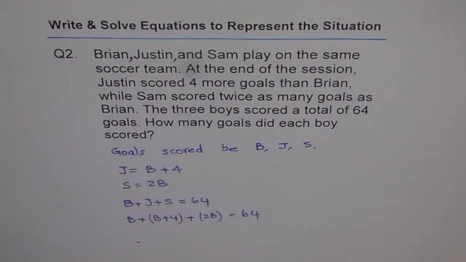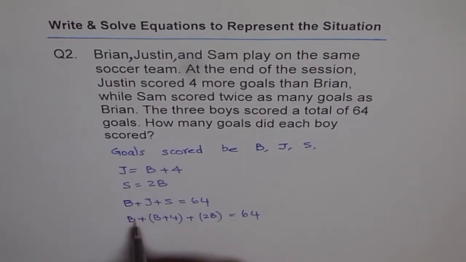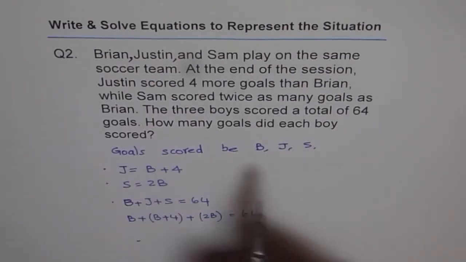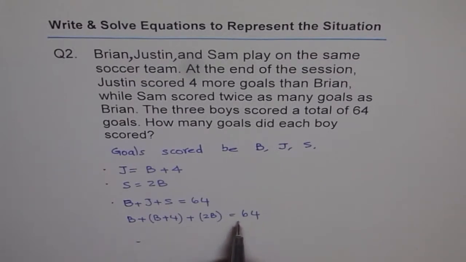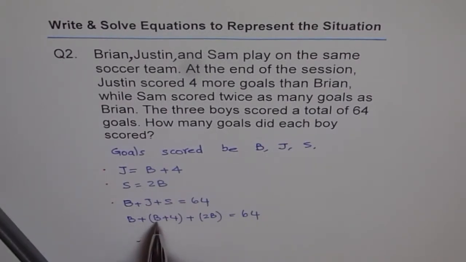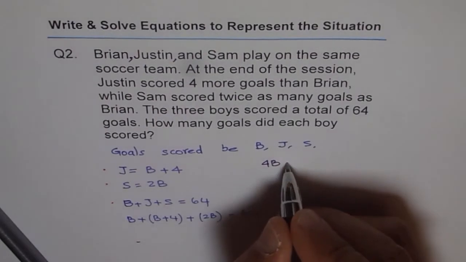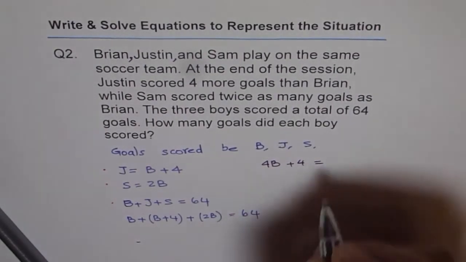Now let us try to solve them. We have already taken the first step. These are the 3 equations which we came up with, right? From the given situation, and then we combined them and we now got an equation in a single variable. Do you see that? B is the only variable. So we can easily solve it. So let's try to solve this equation now. So what is this? B plus B is 2B. 2B plus 2B is 4B. Let me write here. So we got 4B. And the number here is plus 4. Plus 4 equals 64 on the other side.